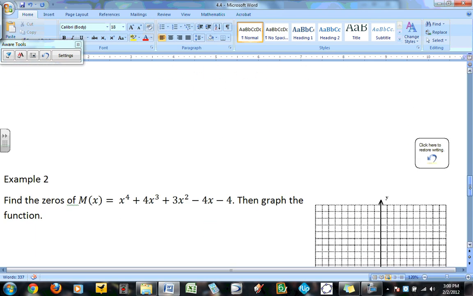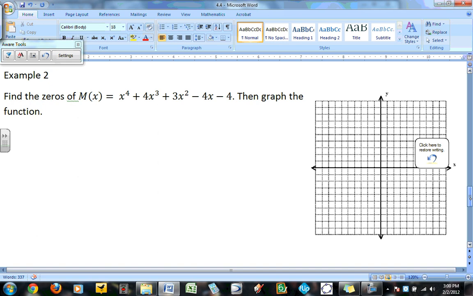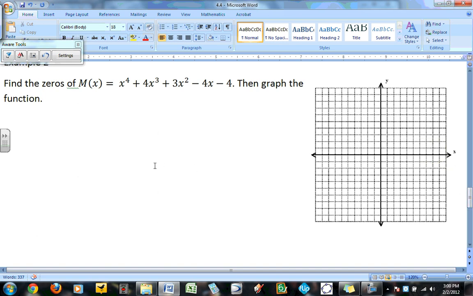All right. It says find the zeros of this function, then graph the function. Okay, so to find the zeros, first of all, let's look at the sign changes, see what kind of zeros we're going to have here. So I have no sign change, no sign change, one sign change here. So I'm going to have one positive root. All right, and how many negative roots am I going to have?